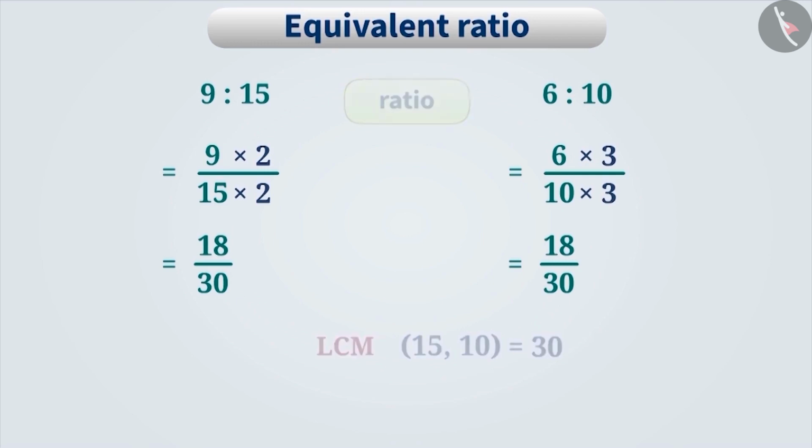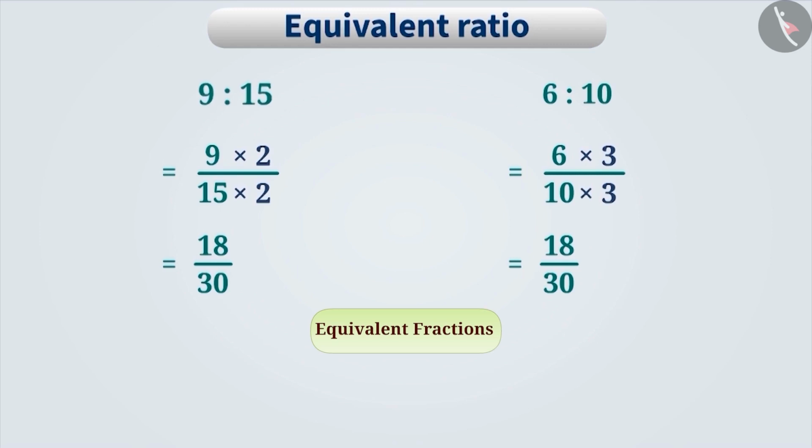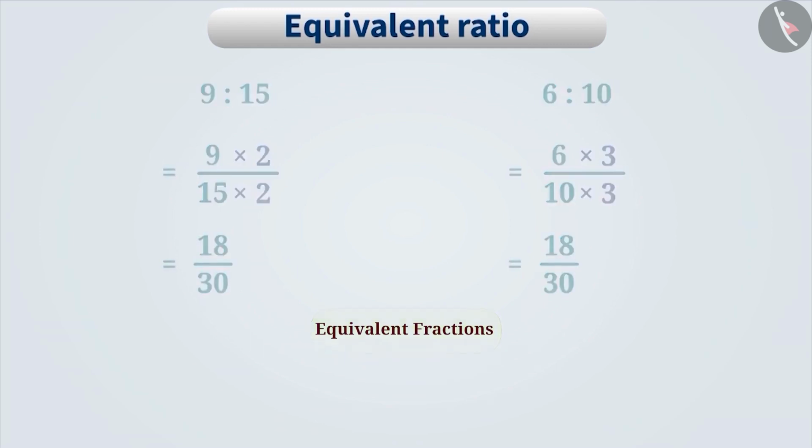By doing so, both the fractions become 18 by 30. When the denominators are the same and the numerators also become the same, they are called equivalent fractions. Like here, 9 is to 15 and 6 is to 10 are equivalent ratios.